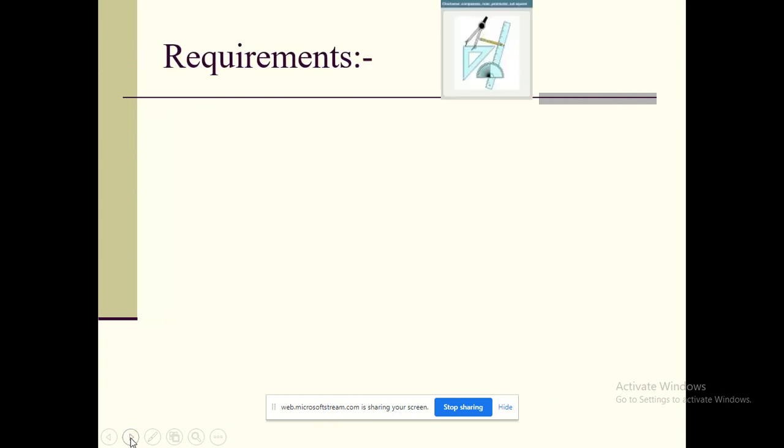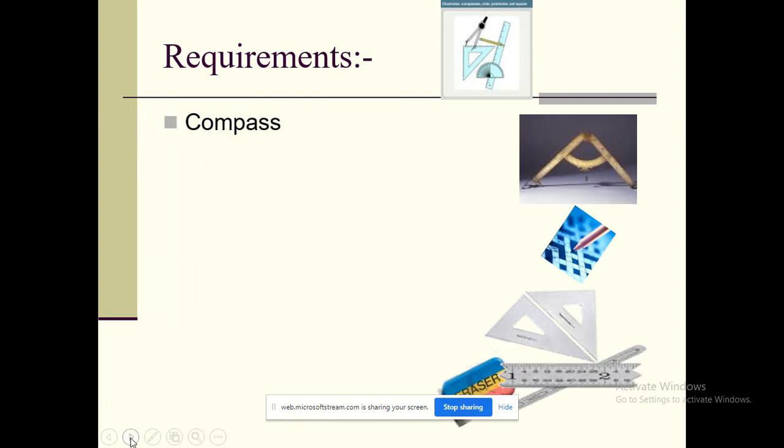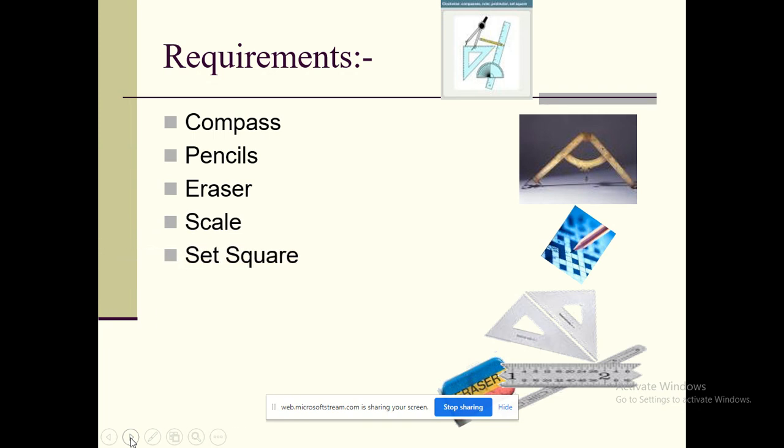Let's move. You need all the time with you a geometry set. You need the compass, you need the pencils, you need your erasers, you need all those things with you. So don't tell me during the session, I don't have my geometry set. You need to have your compass, your set square, your ruler, your eraser, and a pencil.